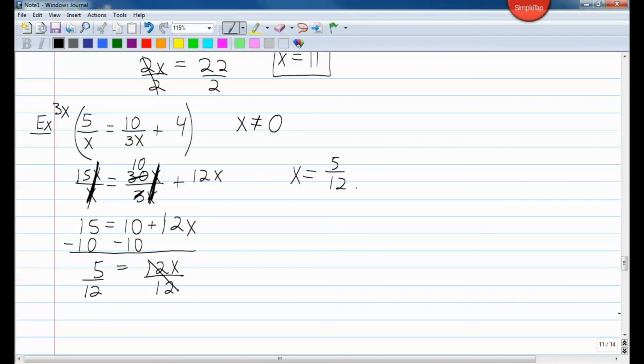So compare that to your restriction. Alright, and it's not the restriction, so that's the solution.